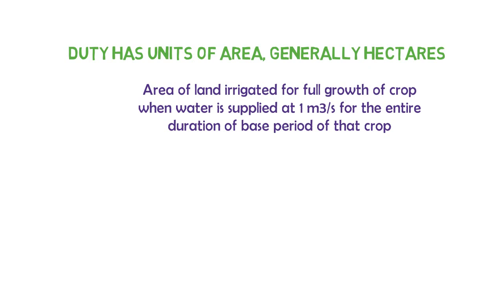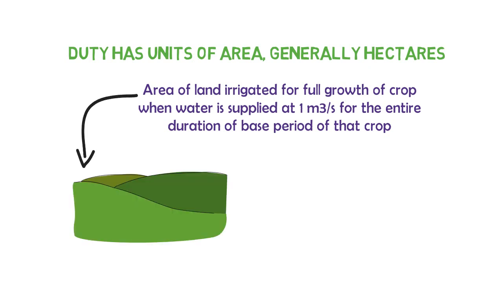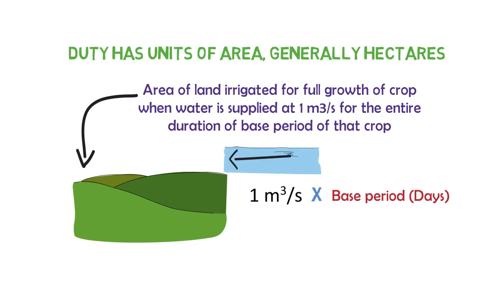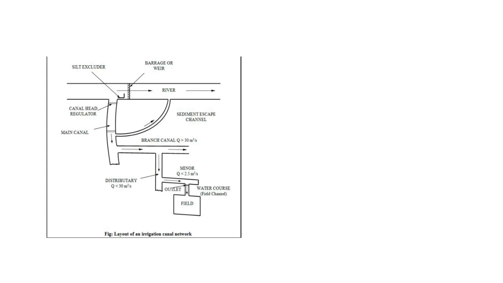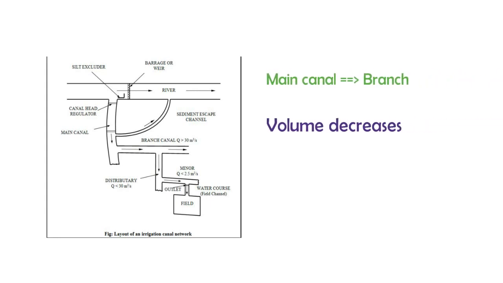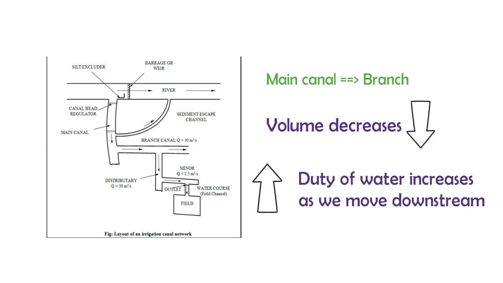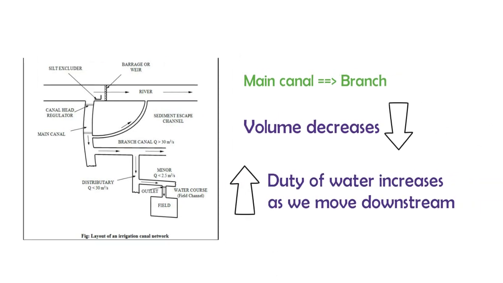It's the area irrigated for the entire base period when water is supplied at the rate of 1 meter cube per second. With this, we can find out the volume required for the entire base period of the crop. This volume of water is subjected to losses like evaporation and infiltration when it's diverted from the river into the main canal and supplied to the crop field. So as the volume of water decreases, the duty of water increases as it's inversely related to the volume.